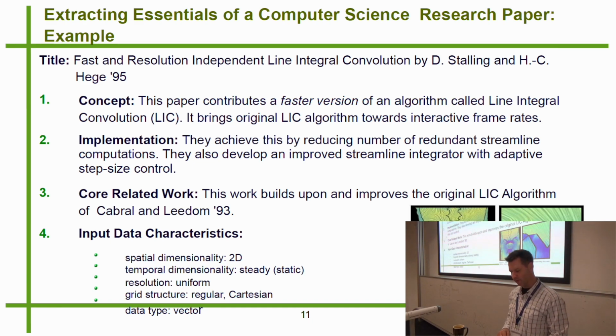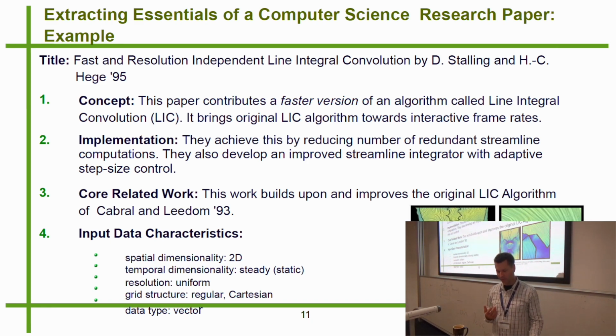And then I've gone through the related work section, and I've identified 1 paper that's really the core related work. They've taken 1 algorithm and they've made it faster. The related work has like 20 papers in it, right? They're all related. But really this is the core one. They've taken this one and they made it faster.